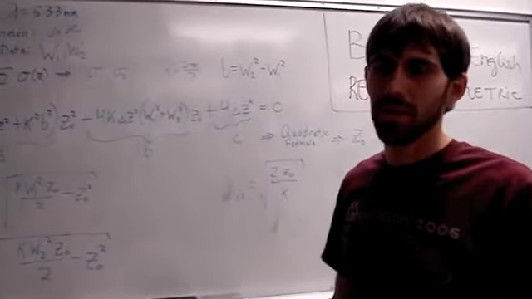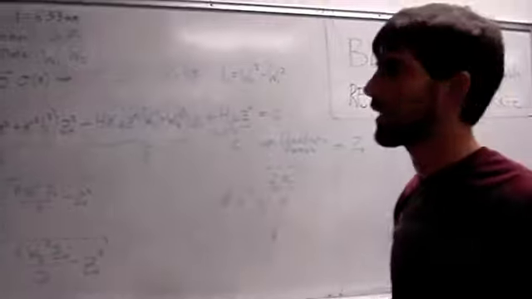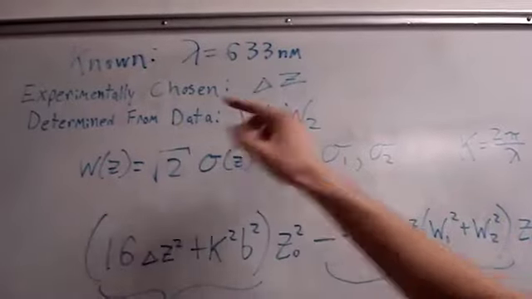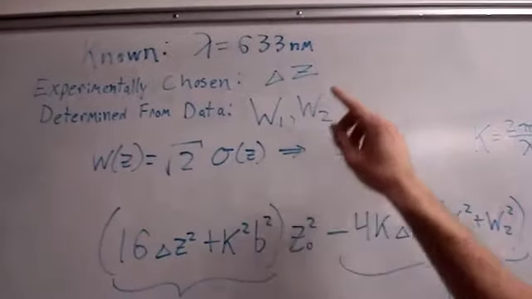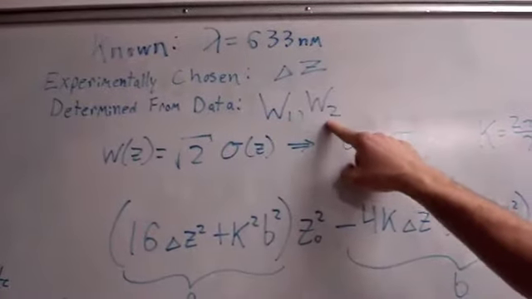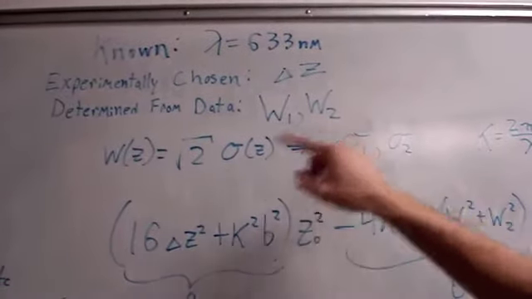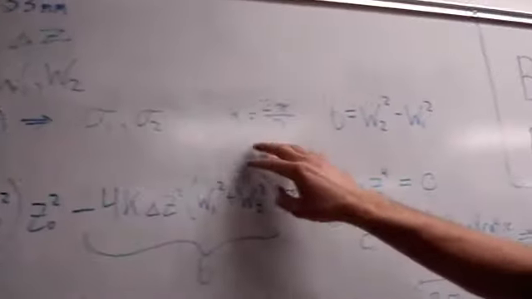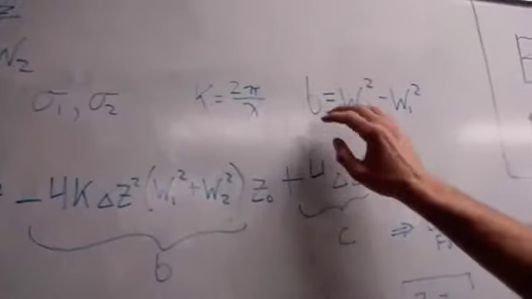This is the explanation for all of the math that's involved to find the final answers. Our wavelength of the laser is 633 nanometers. In the experiment, we chose our delta Z, and from our data that we plotted, we determined the waists of the beams at the 2 positions of measurement. If we wanted, we could find the standard deviations. This can be found, the wave number and the variable B.